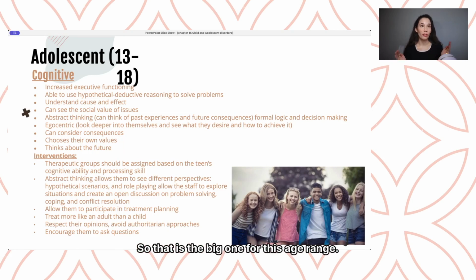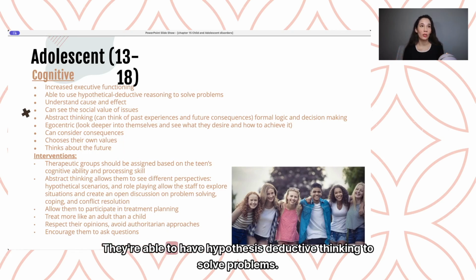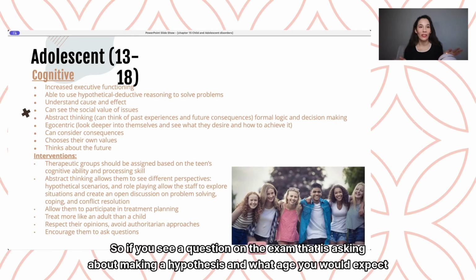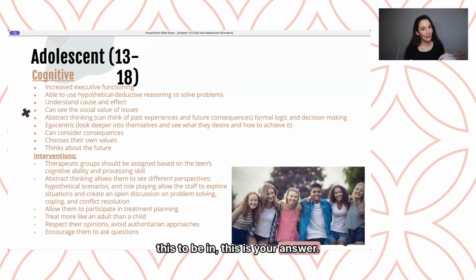So that is the big one for this age range. They're able to use hypothetical deductive thinking to solve problems. So if you see a question on the exam that is asking about making a hypothesis and what age you would expect this to be in, this is your answer, or something above this age range.